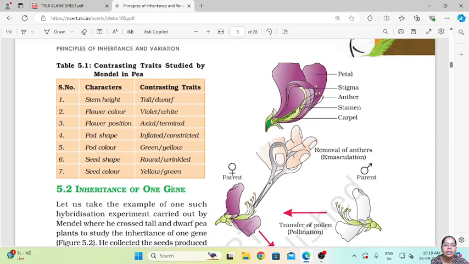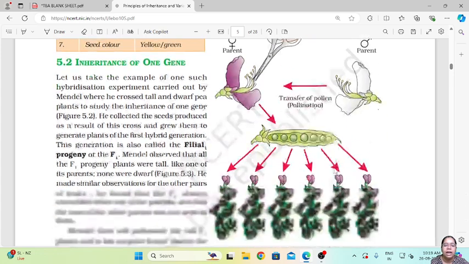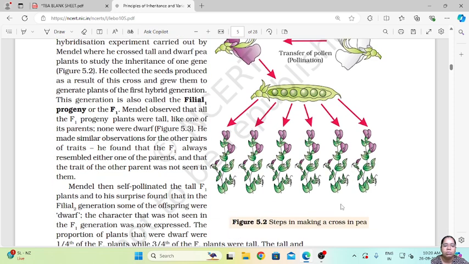Now, the inheritance of one gene. Here he took two pea plants, a tall and a short, and artificially pollinated them, and he got seeds. Those seeds he grew again and he got all the plants as tall pea plants. So this was the first step in his experiment. This he called the F1 generation, that is, filial 1 progeny.